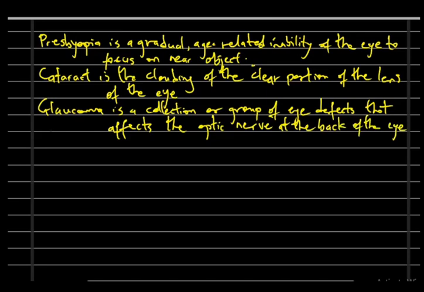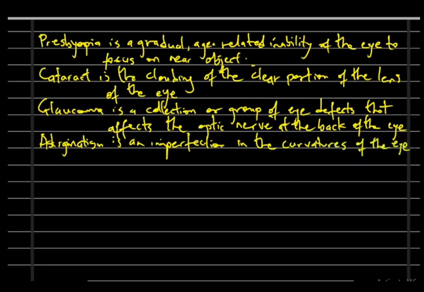And then we have astigmatism, the last one in our options. Astigmatism is an imperfection found in the curvatures of the eye that results in blurred vision. So basically, these are a few examples of eye defects. We have others like short-sightedness, long-sightedness, and others.